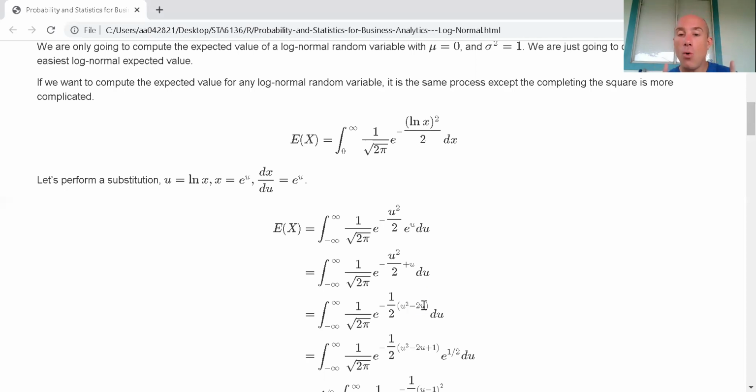Now I know that if I had a square here instead, then what I would have would be a normal density. So I almost have a normal density at this step. I'm missing something. If I had a +1 on the inside, then I would be able to factor that, because that would be a square. And since that would be a square, I would be able to convert that to a normal random variable.